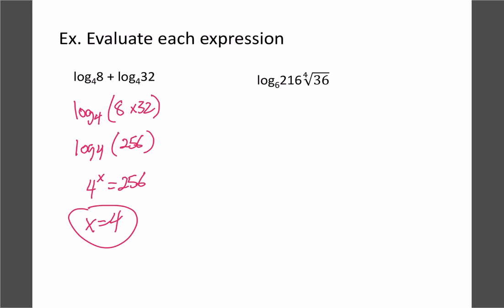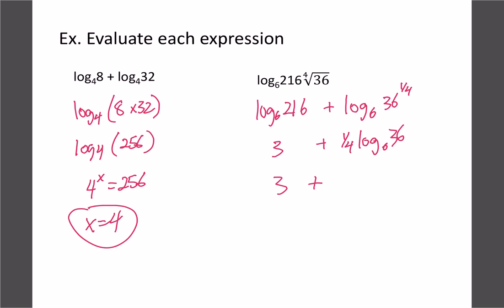Okay, the last one, log 6. And let's use the rule of 216. We'll use that, and then we'll split it up into log 6 of root 36, but it's a 4th root. So that would be 36 to the 1/4 if we wrote it like that. So we can simplify log 6 of 216: 6 to the power of 3 is 216, so that one's equal to 3. And this one, let's simplify it. Let's bring the 1/4 down in front. So we'd have 1/4 log 6 of 36.